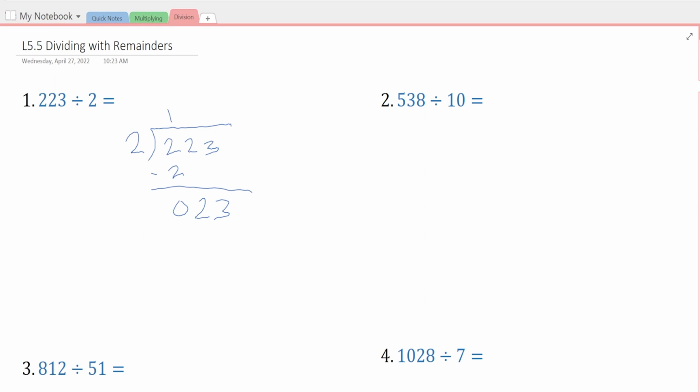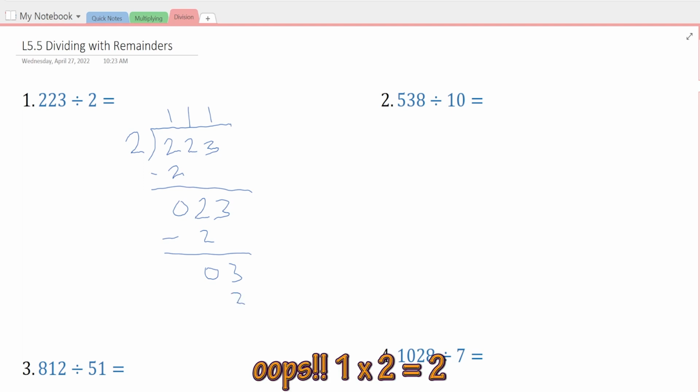Okay, the next thing you want to do is, 2 goes into 2 once. 1 times 2 is equal to 2. Do your subtraction problem again. Now 2 goes into this 3 once, and 1 times 2 is equal to 2. And then when you do your subtraction, 3 minus 2 is equal to 1. Alright, so 223 divided by 2 is equal to 111 remainder 1. And I'm going to put it up here.